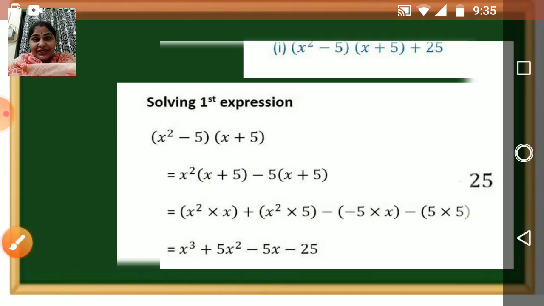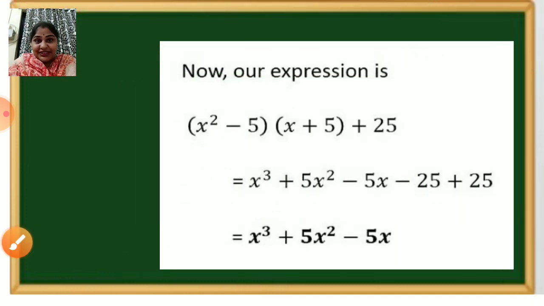I hope this was clear. So now our expression, after solving the first expression, is x cube plus 5x square minus 5x minus 25 plus 25. Minus 25 plus 25 gets 0, that is cancelled. So remaining is x cube plus 5x square minus 5x. I hope you all are writing these solutions in your classwork, children. Let us proceed with the next one, that is the second one.